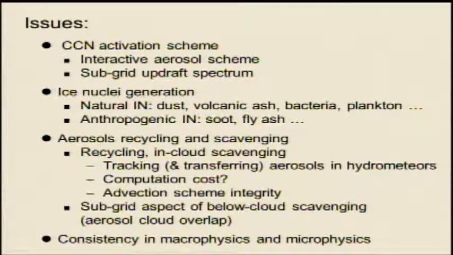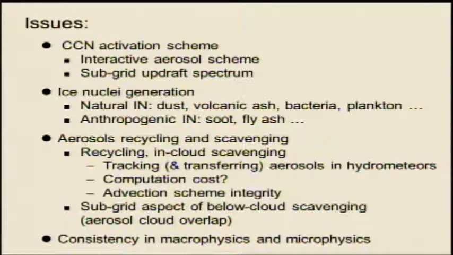And this is a very complicated task: the aerosol recycling and scavenging. This is also the worst treated process in current schemes. For example, I don't think the most updated versions consider the recycling of aerosols if the cloud evaporates, but I'm not sure how accurately they are treated.